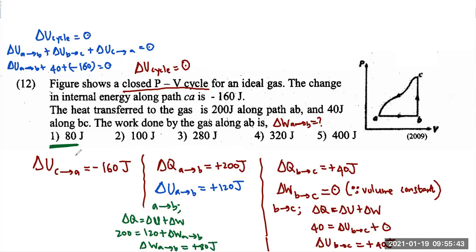So again, another cyclic process, analyze. This equation is very important when you go for a cyclic process. Then you find the unknown delta U value, and then you can just substitute the values and get the answer, and you can apply this equation for individual processes as well.